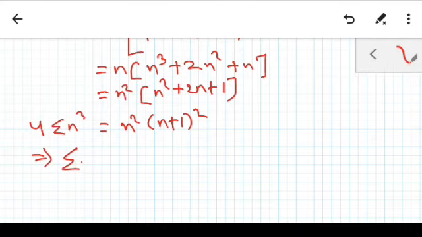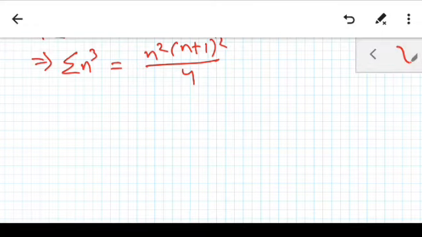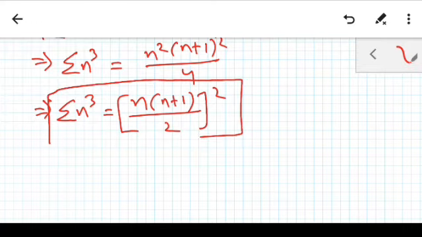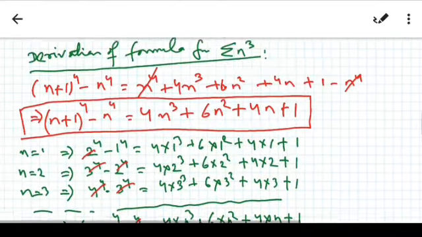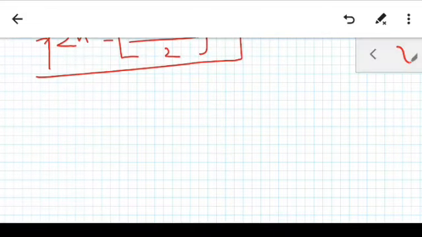Therefore at last summation of n cube is given by n square whole into n plus 1 whole square divided by 4. Or else I can write the same thing as summation of n cube equal to n whole into n plus 1 divided by 2, its whole square. So this is the derivation of both the formulas, summation of n square and summation of n cube. You also rewind this video again and again and make the completion of the notes. Okay. So let me solve one question on this.